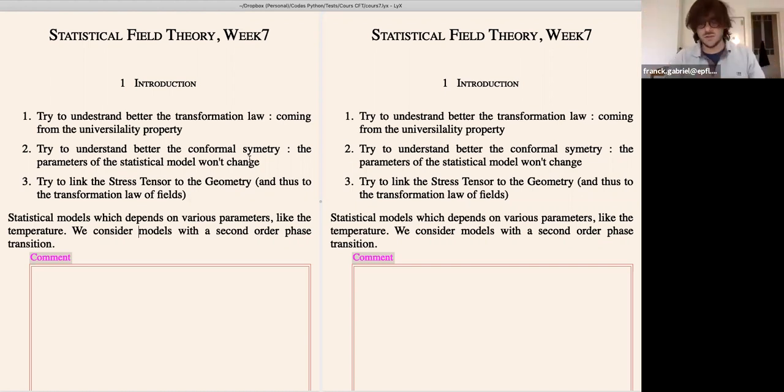So what is a phase transition? A phase transition is just a certain change of behavior of some thermodynamical quantities when you look at them as a function of the parameters. For example, you can have something called the magnetization. We'll see in Ising, the magnetization is equal to 0 when the temperature is high, and then suddenly it will increase.